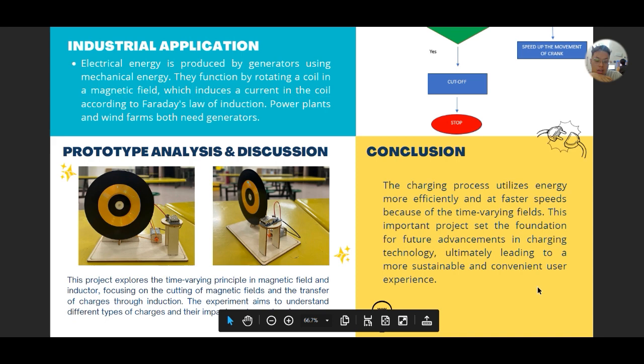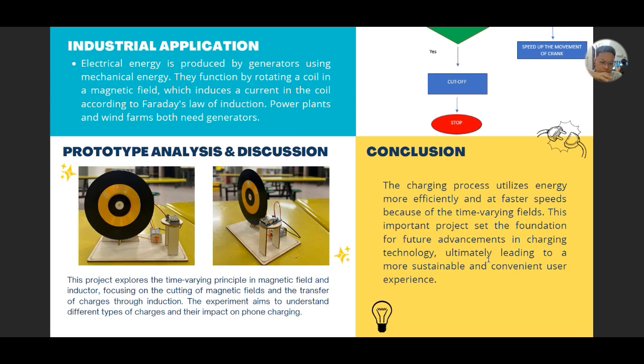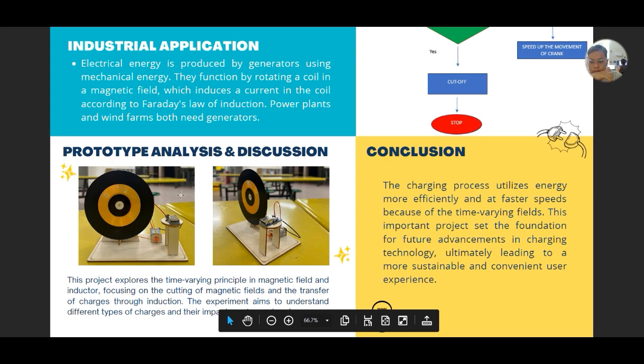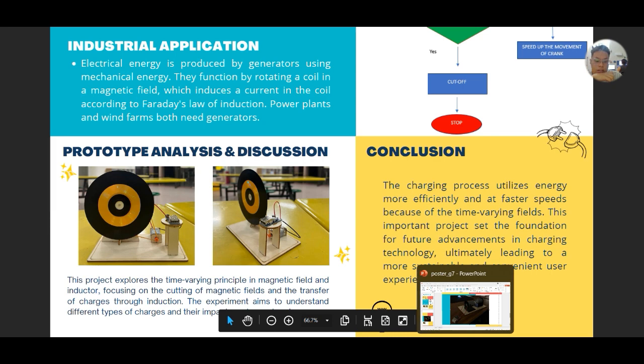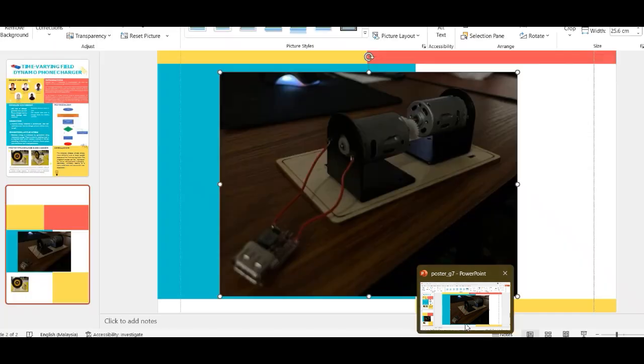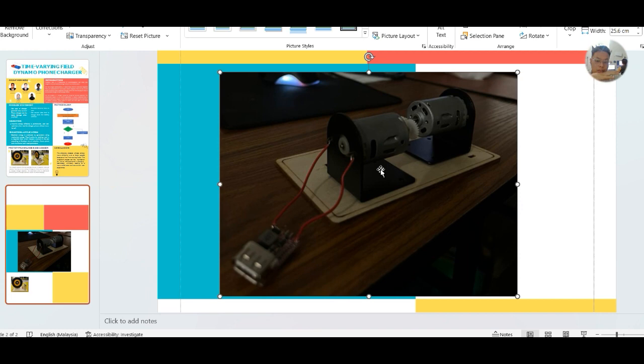What conclusion we can get from our prototype is, first, the charging process utilizes the energy more efficiently and at faster speed. So compare the old version of our phone chargers in this photo with the prototype analysis discussion. Compared with the other one that we have made for fast charging, this is the fast charging phone we made for the prototype. We use two motors to generate a more powerful current to charge the mobile phone or tablet.